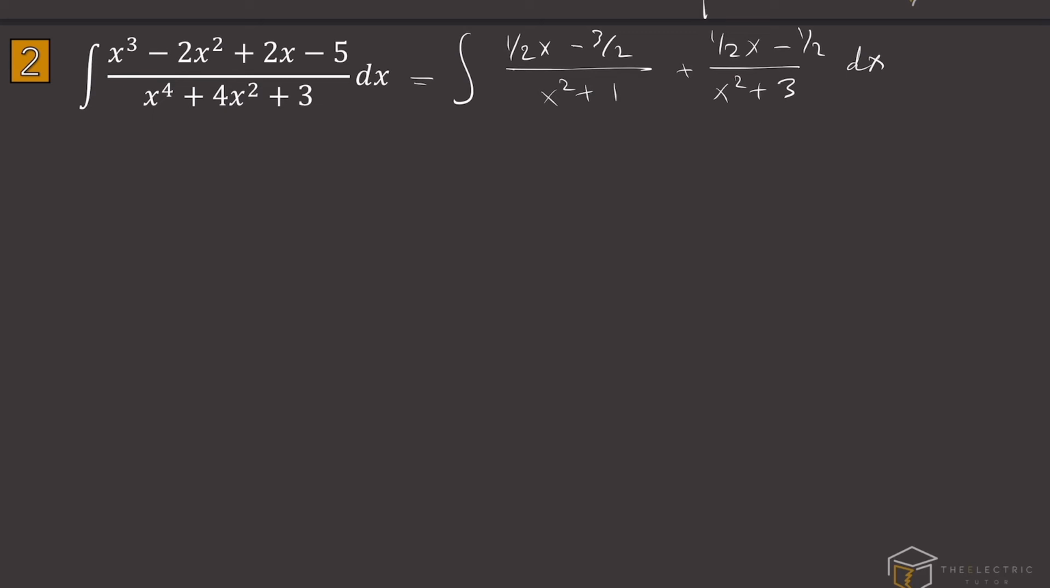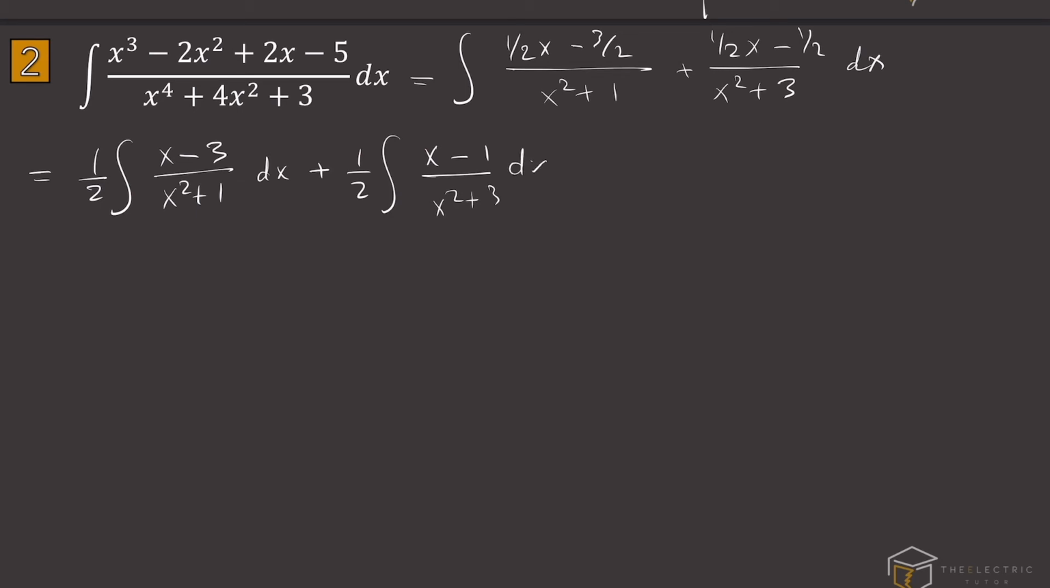And in here, notice that I can factor out a 1/2 for each fraction. So I'm going to do that. And another thing I'll do is split this into 2 new integrals, just to simplify things. So I'll factor 1/2 for the first integral, and I'll be left with x minus 3. The bottom is the same, and our second integral, I'll factor out the 1/2 as well, and I'll be left with x minus 1 in the numerator, x squared plus 3 in the denominator.